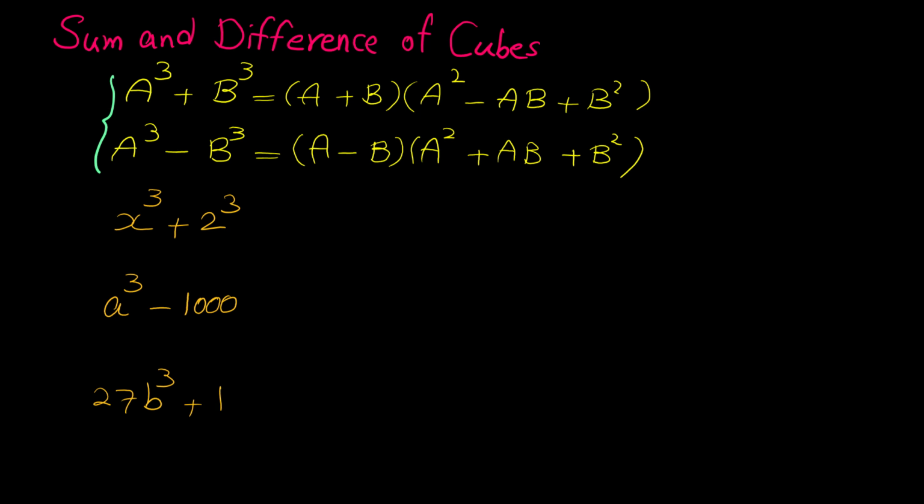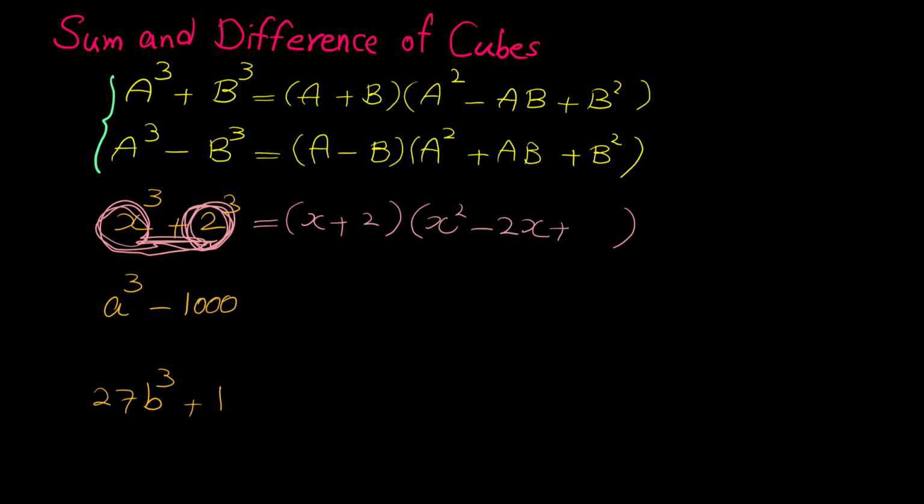Its factored form is a plus b, so x plus 2, times a to the 2, x to the 2, minus ab, a times b, so x times 2. But we never write x times 2, we write 2x. And finally b to the 2, 2 to the 2, or 4. This is the factored form of x to the 3 plus 8, or 2 to the 3.